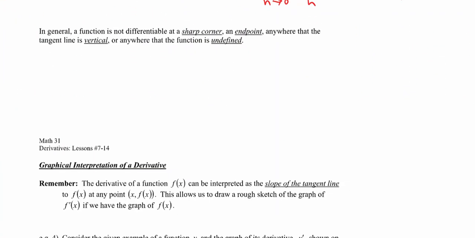So in general, like I was saying above, it's not differentiable at any sharp corner, for the reason I showed above, at any endpoint, or anywhere that the tangent line is vertical, right? And let's think about why that makes sense too. If you had a function that went up and then straight down again like this, I can't take the derivative of that because that'd be a line straight up and down. A straight up and down line is undefined, right? Because that's like I have a rise of infinity and a run of 0. I'm dividing by 0, right? So you can't take the derivative of a vertical line or anywhere that the function is just undefined.